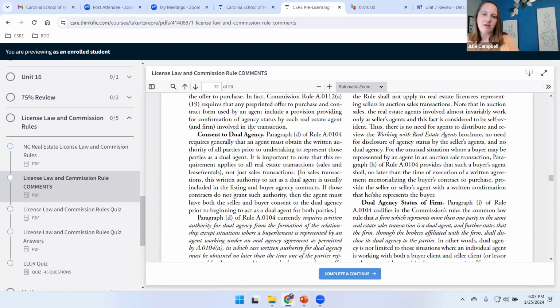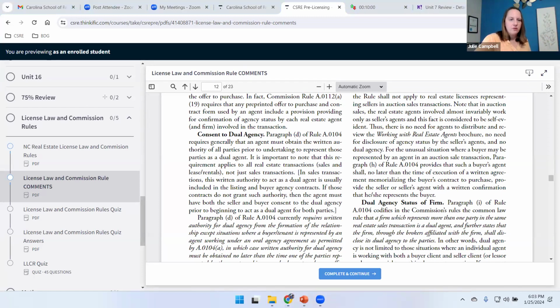And like I said, by the time we get to the end, there's not much left in here that we have to go over. So it's a really good review, but in order to review, you need to expose yourself to it beforehand. So again, I'm in the license, law, and commission rule section, tab, I should call it.